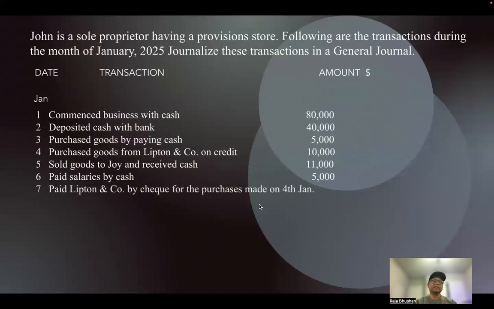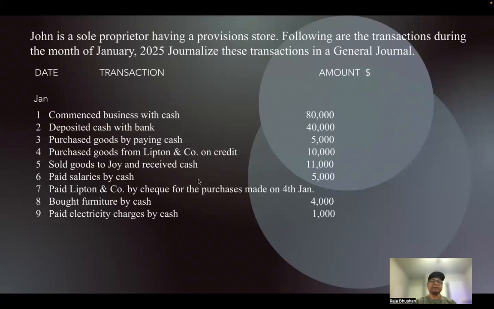For example, each account we will see. In the first case, they commenced business with cash. That means what is happening here? The business has received cash, right? Who has deposited this cash into the business? It is Mr. John. So now we have to record. There are 9 transactions here that have happened. So let us see how we record each of these transactions in the next slide.